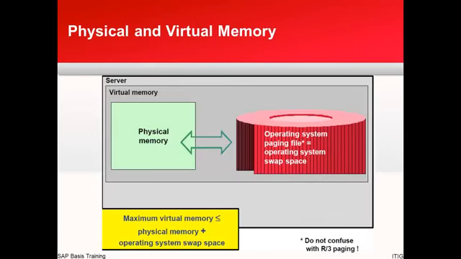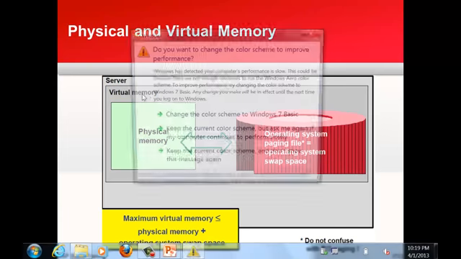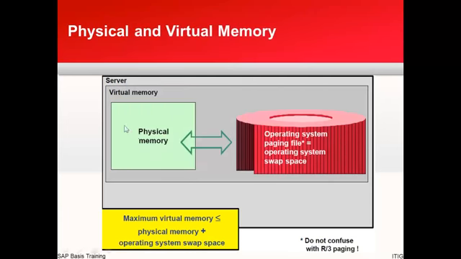Okay, now the physical and the virtual memory. So basically you can see that this is a server, and this server has the physical memory, and we are utilizing the paging file space, that is the operating system's paging file, which normally we call a swap space also. And this particular virtual memory is a combination of physical memory and paging space. Maximum virtual memory is less than or equal to the physical memory plus operating system swap space. Okay, so this is about the OS level.